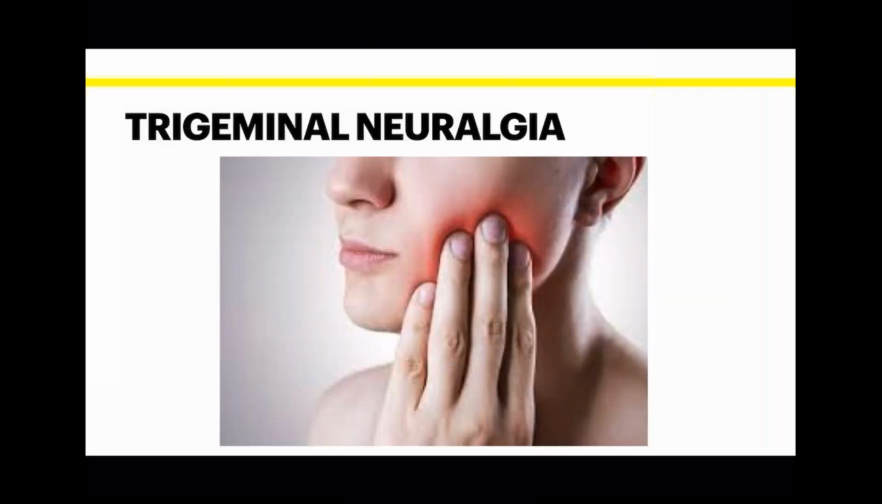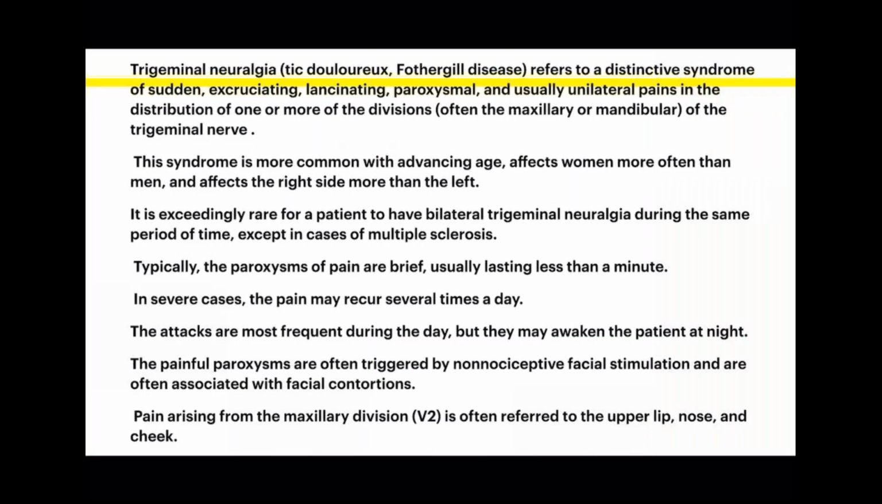Trigeminal neuralgia is very well known to us. Just a few words about it. Trigeminal neuralgia is a distinctive syndrome. As we know, it is sudden, excruciating, paroxysmal, lancinating pain, usually unilateral, in the distribution of one or more divisions, usually the maxillary and mandibular. It is very rare over the ophthalmic, so it mainly involves the maxillary and mandibular divisions.